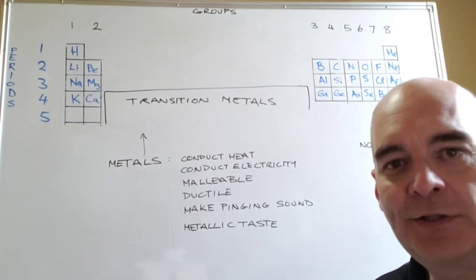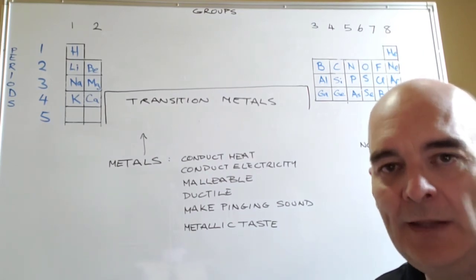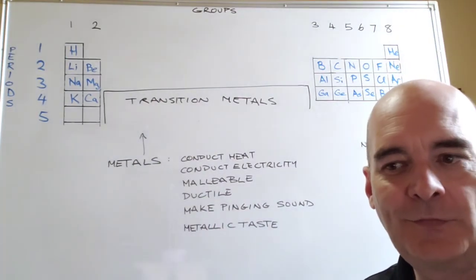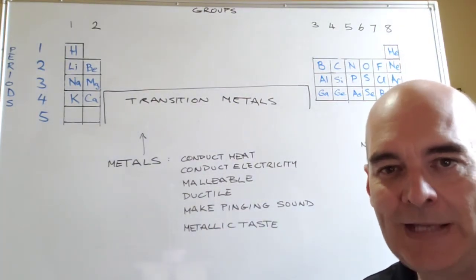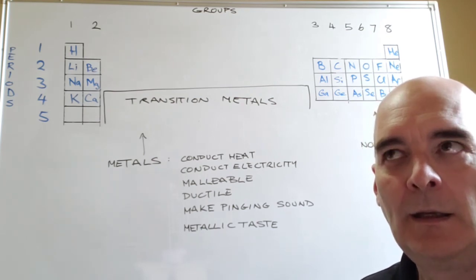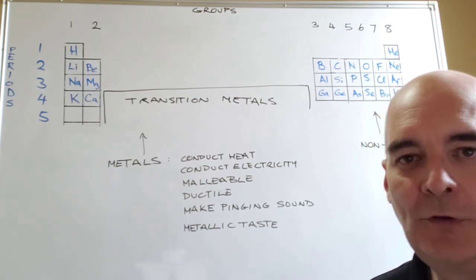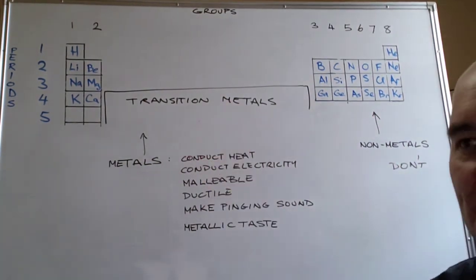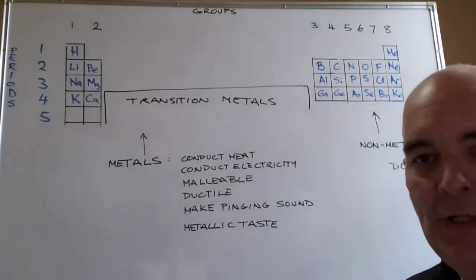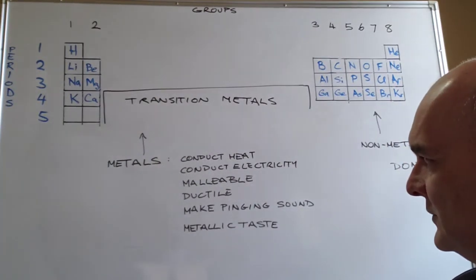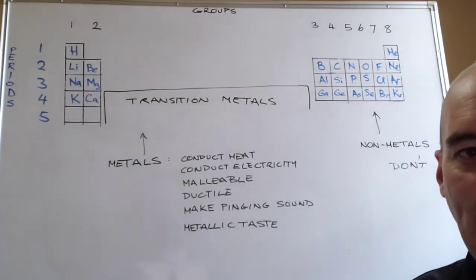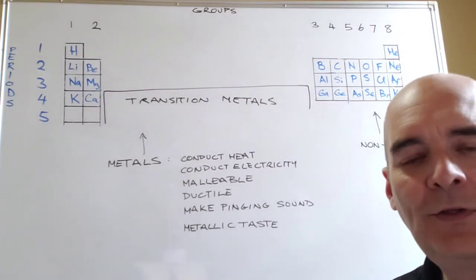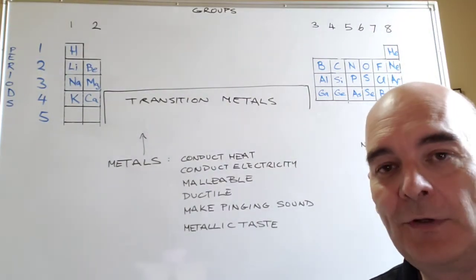Metals make a characteristic pinging sound when you hit them with that hammer. And metals have a specific type of taste that we call metallic. Conversely, non-metals don't do any of these things. They don't particularly conduct heat or electricity. They typically can't be hammered into shape or extruded into wires, and they don't make pleasant sounds when you hit them with the hammer, and their taste is different.